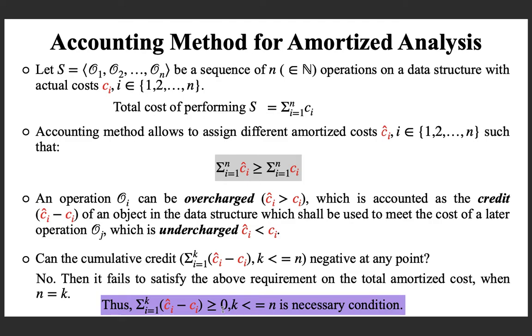And what is it? It says that at any point of time during the execution of that sequence, the total credit must be non-negative. That is what we are saying. It is a necessary condition. And we can also prove that this is a sufficient condition. That means, if that condition is satisfied, then the correctness follows. This is the correctness: the total amortized cost is greater than or equal to the total actual cost. We can prove that if you assume this, then this can be proved.